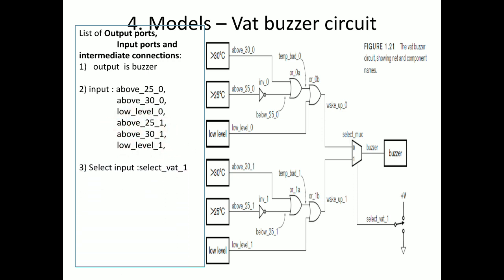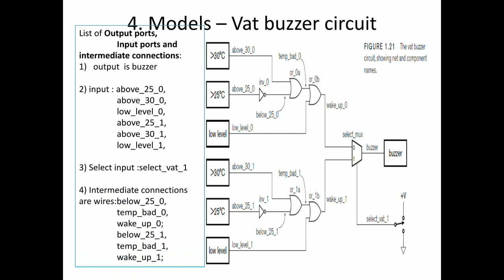Next, intermediate signals. What are intermediate signals? Next, the select line; sorry, the select line is select VAT 1. And the last one is intermediate signals. The intermediate signals are below 25.0, the first one, which is the output of this one. Next, temp_bad_0, wake up 0. These are intermediate signals in VAT 0. Next, the intermediate signals from VAT 1 are those ending with 1.